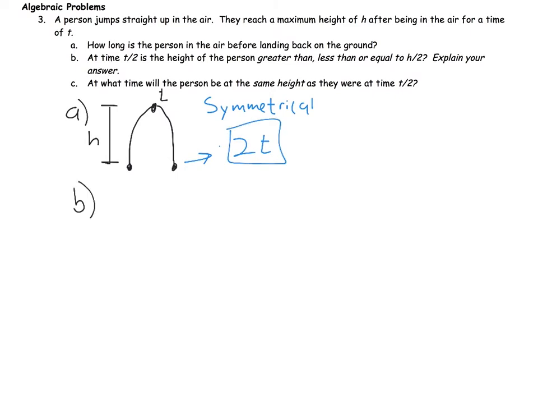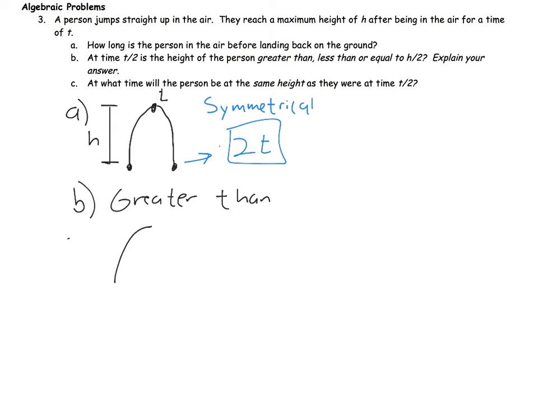For part B, we want to know at time t over 2, so half the time as we're rising up, is the height of the person greater than, less than, or equal to h over 2? And the answer here is going to be greater than. There's a few ways of thinking about it. The easiest way, I think, is this.